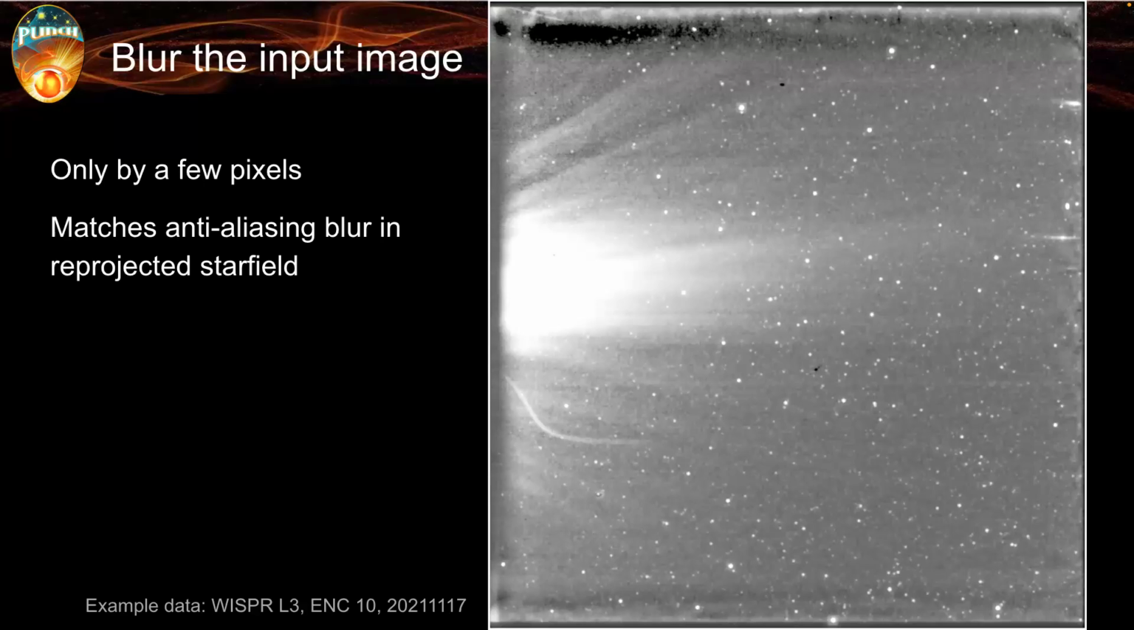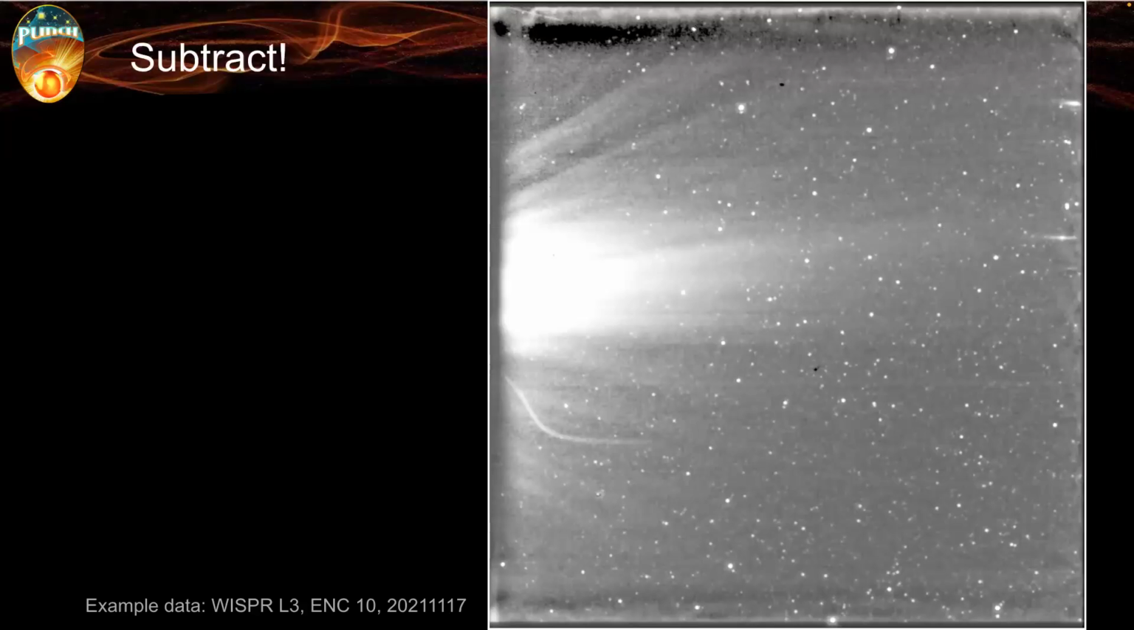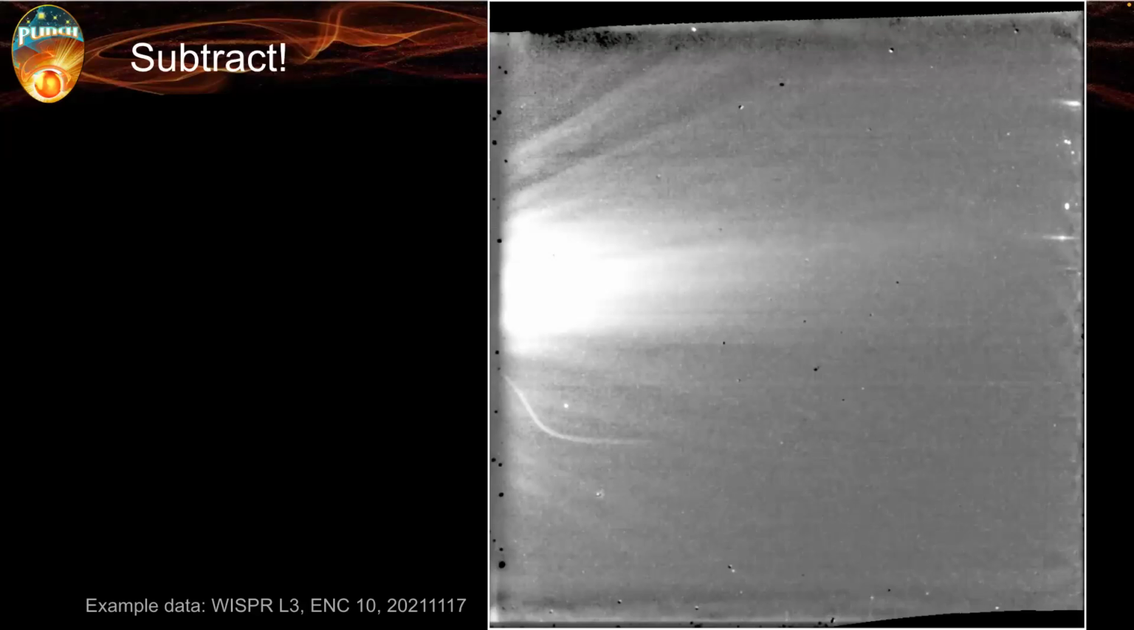So this is actually a GIF that's blinking back and forth between blurred and unblurred, and it should be really hard to tell. It's measured by pixels, not by degrees, and so PUNCH has smaller pixels, so the impact will be even less. Then we do that subtraction, and this is what we get.